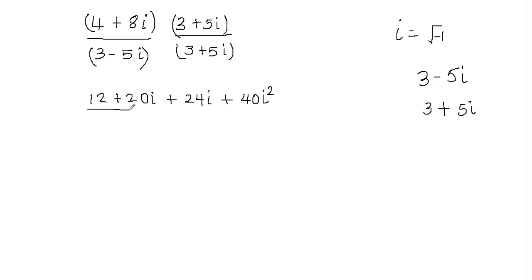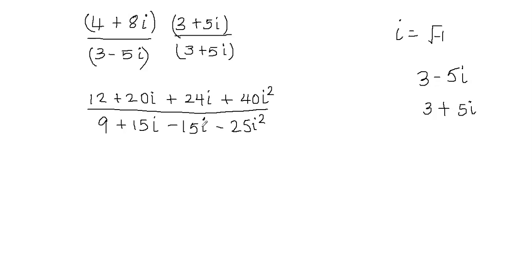Now let's multiply the denominator. So first of all, we're going to multiply 3 with 3, and then we're going to multiply 3 with positive 5i. So 3 times 3 gives me 9. 3 times positive 5i will give me positive 15i. So I'm done multiplying 3 with my binomial. Now I'm going to multiply negative 5i with my binomial. So negative 5i times 3 will give me negative 15i. And negative 5i times positive 5i will give me negative 25i squared.